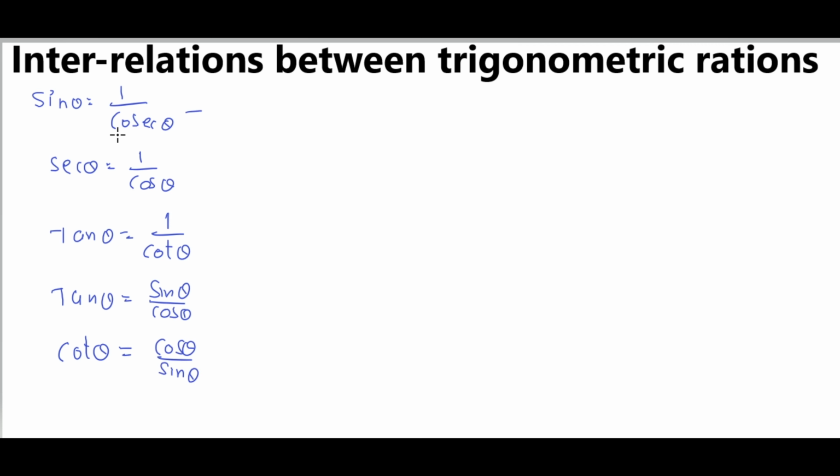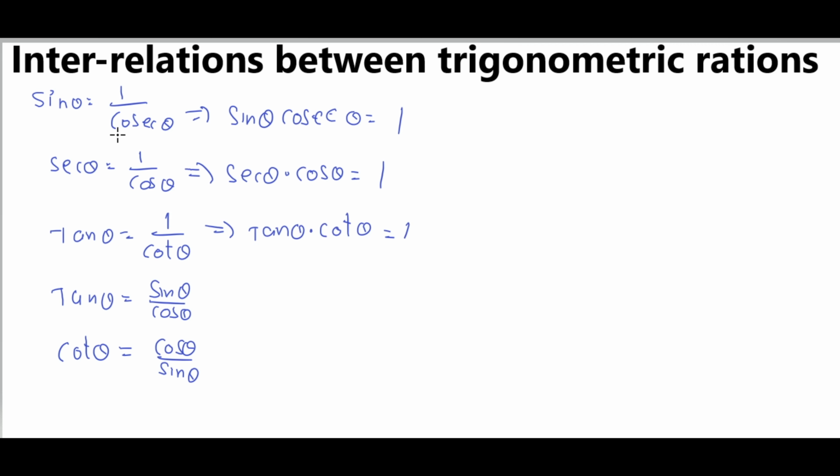From the first one, that implies sin theta into cosec theta is equal to 1. From this, secant theta into cos theta is equal to 1. Tan theta into cot theta is equal to 1. These are the interrelations between the trigonometric ratios.